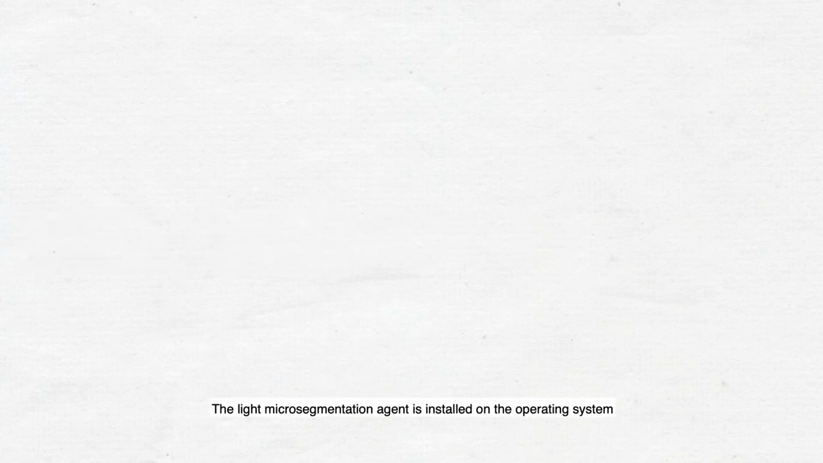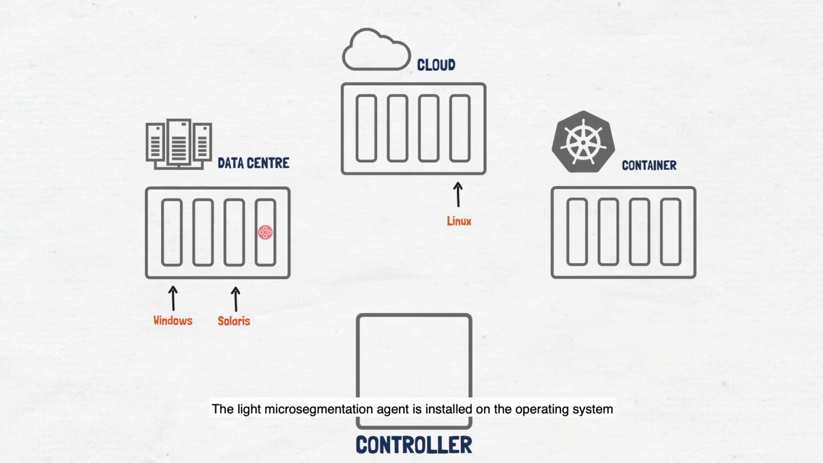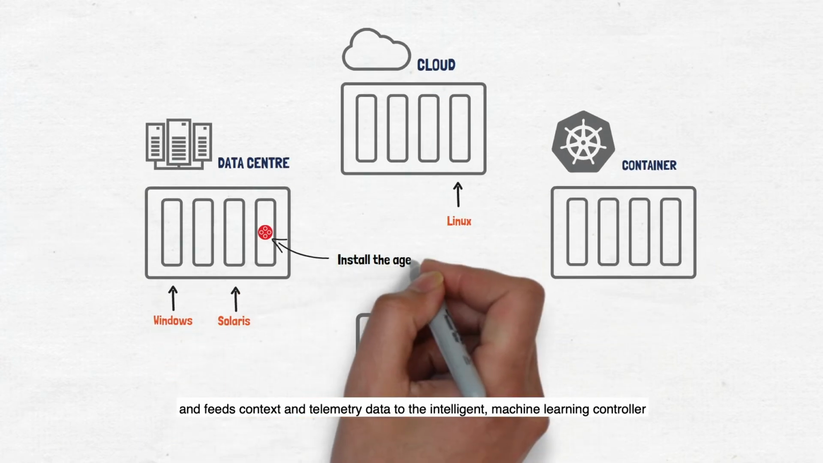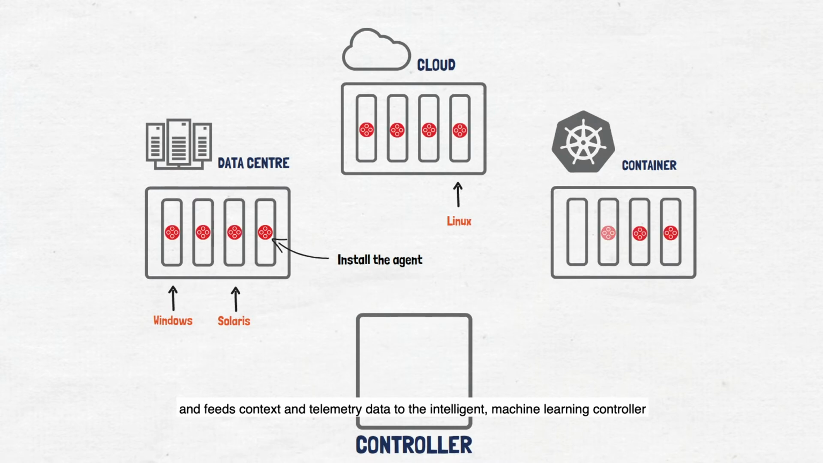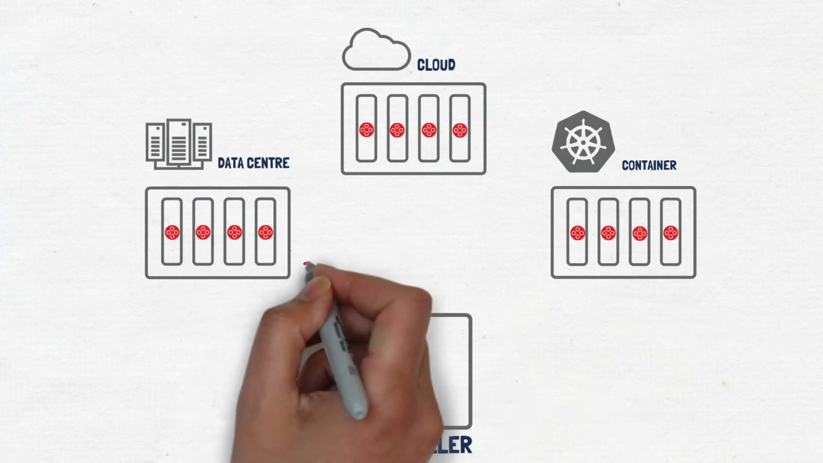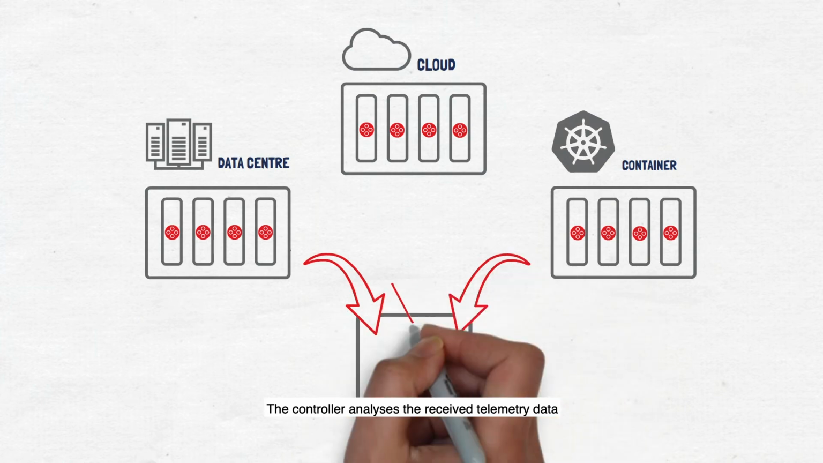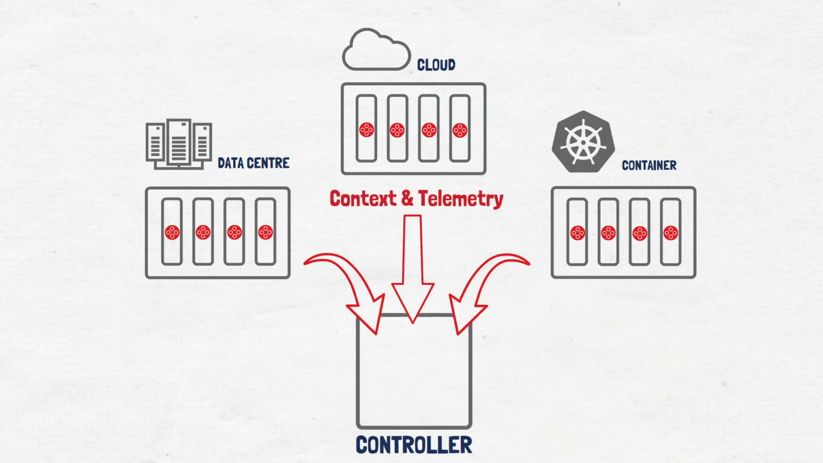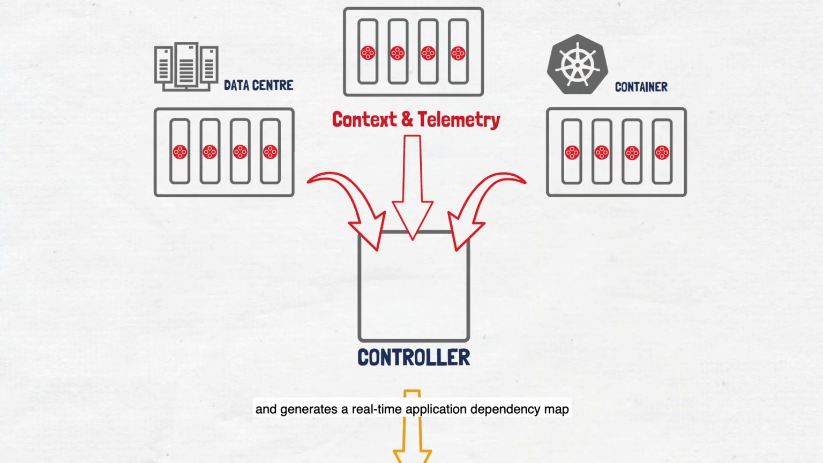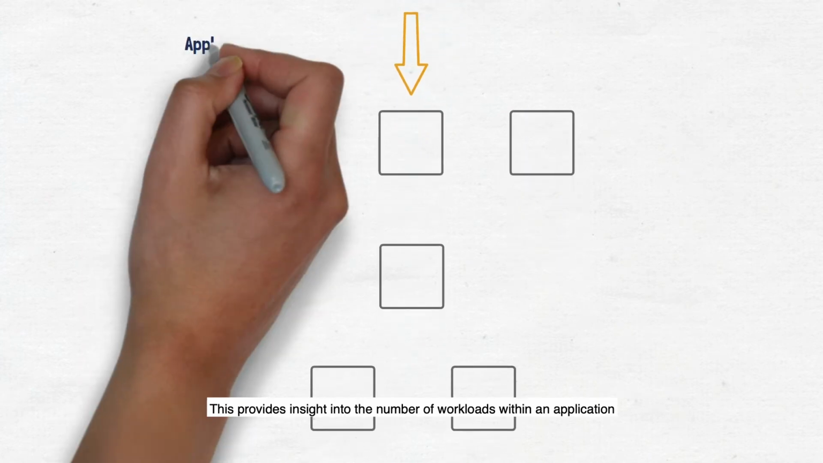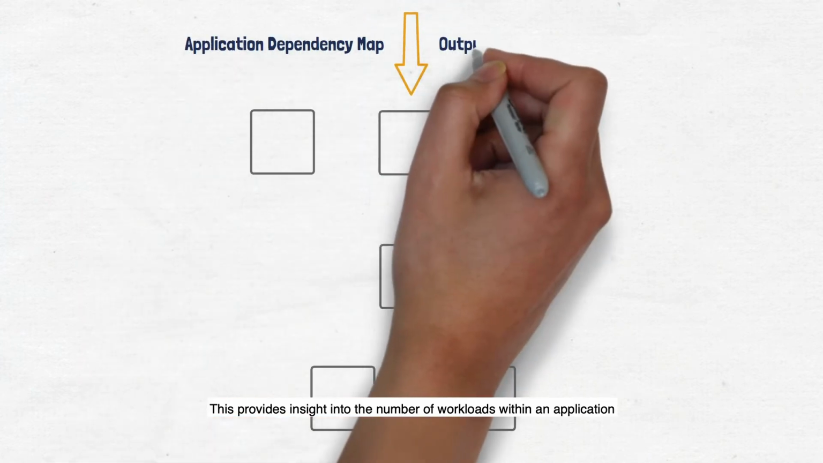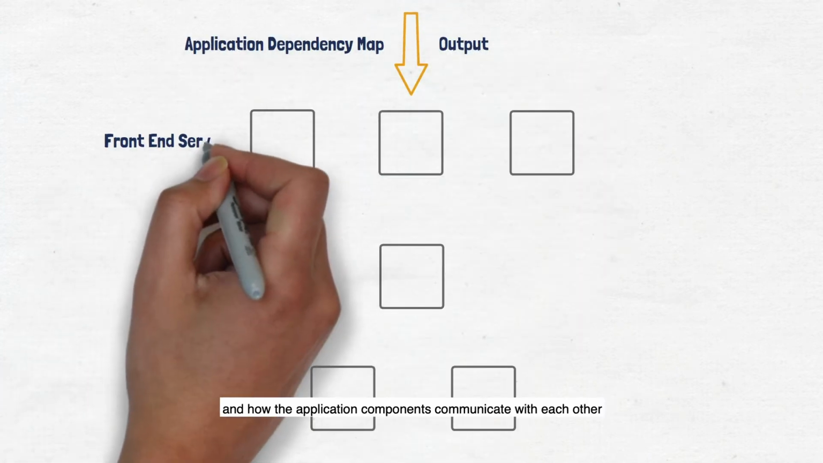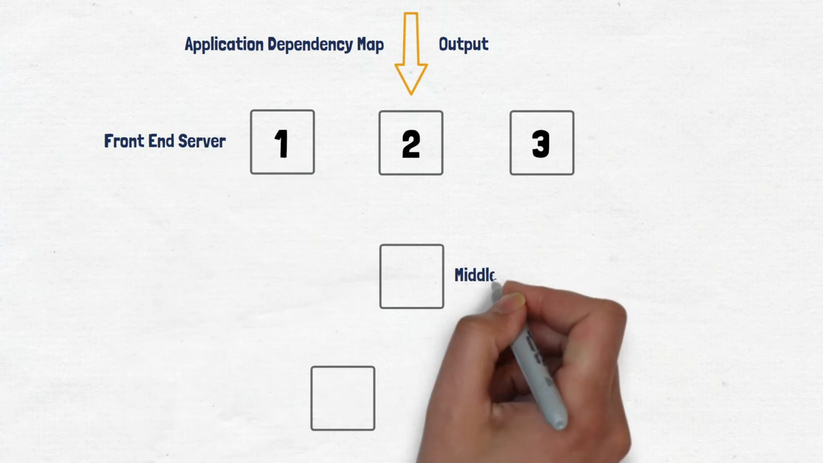The Light Microsegmentation agent is installed on the operating system and feeds context and telemetry data to the intelligent machine learning controller. The controller analyzes the received telemetry data and generates a real-time application dependency map. This provides insight into the number of workloads within an application and how the application components communicate with each other.